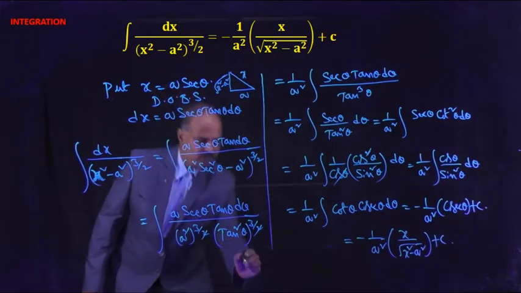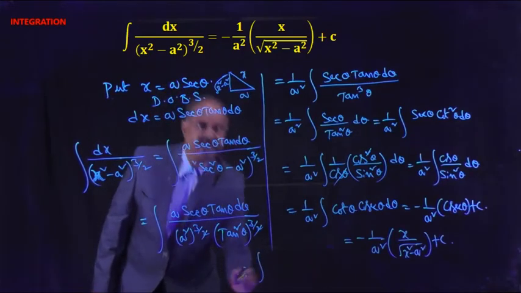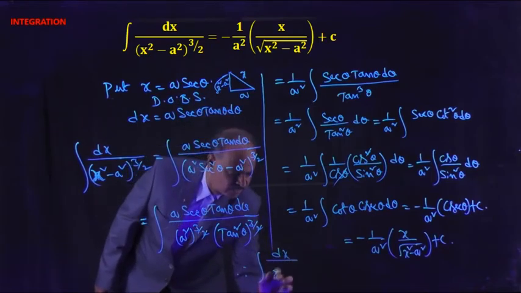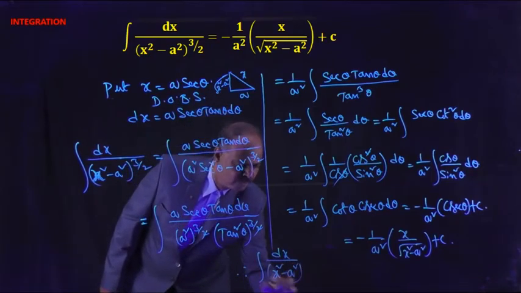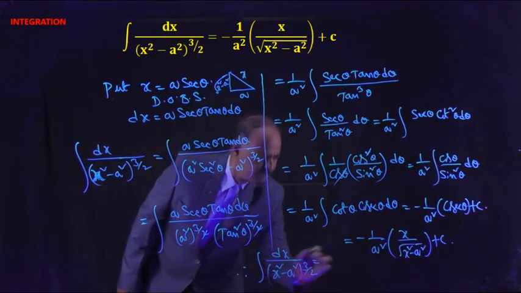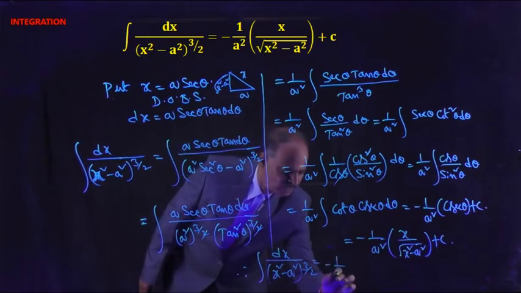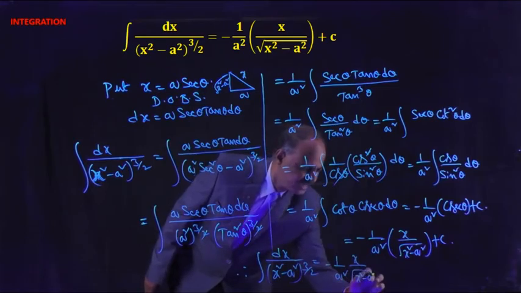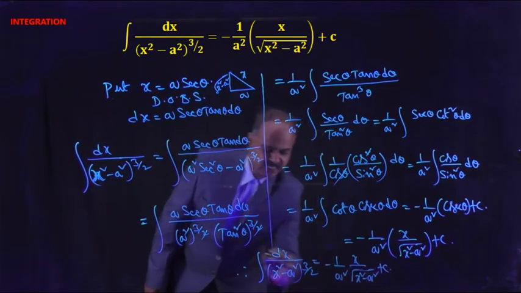Therefore integral dx by (x square minus a square) whole to the power 3 by 2 equals minus 1 by a square into x by root over x square minus a square plus integration constant c.